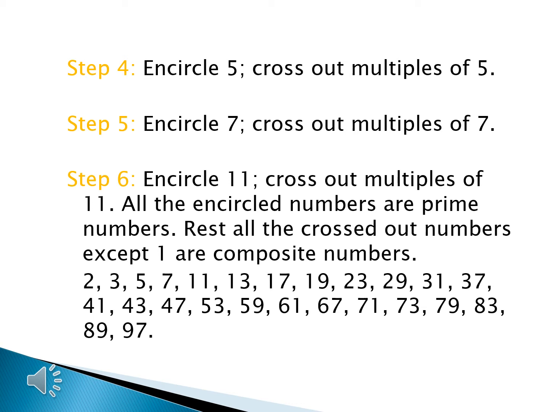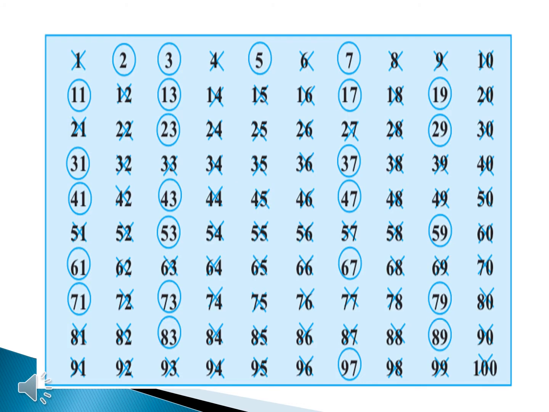So this is how we can segregate prime numbers and composite numbers. So this is how you will get the numbers, the crossed ones and the encircled ones, and you can see clearly the encircled numbers are prime numbers and the crossed numbers are composite numbers. You can check it by cross checking, by writing the multiples and factors of the numbers also.